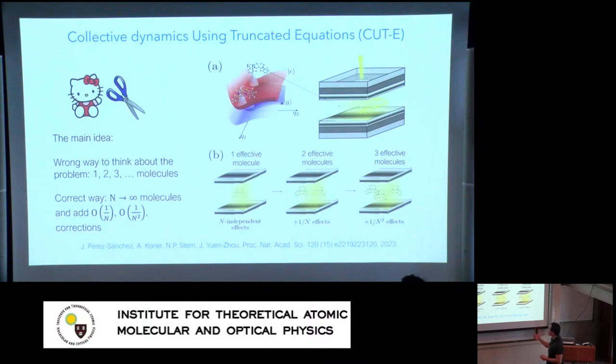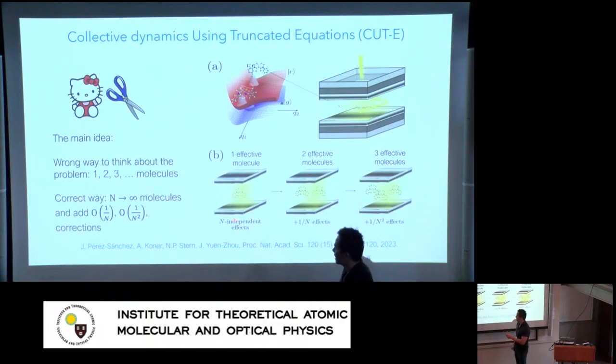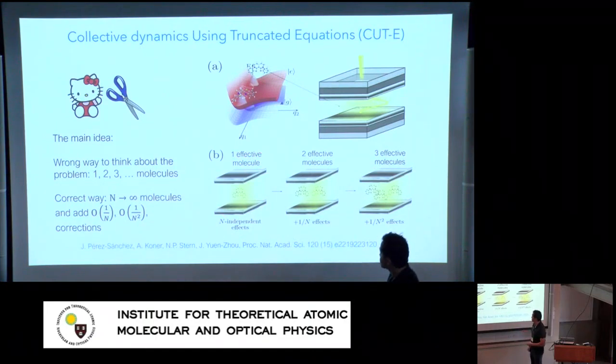So the main idea is the following, that it's wrong to think about 1, 2, 3, 4 molecules. These molecules undergo all sorts of complicated dynamics, photochemistry, vibrational dynamics, electronic dynamics, and whatnot. The correct way to do this is to think about infinity and go backwards with corrections of 1 over n squared, so on and so forth. The result of this is actually really intuitive and very nice, which says that if you are interested in the thermodynamic limit of n goes to infinity, you only need to account for an effective molecule, one effective molecule in a cavity, and the key word here is effective, it's not the real molecule. And then if you want corrections of 1 over n, you need 2 effective molecules, and so on and so forth.